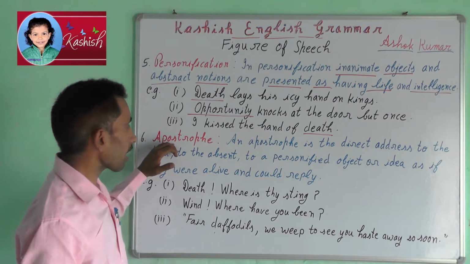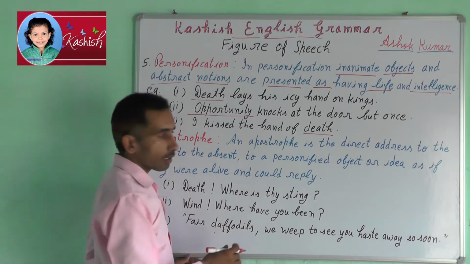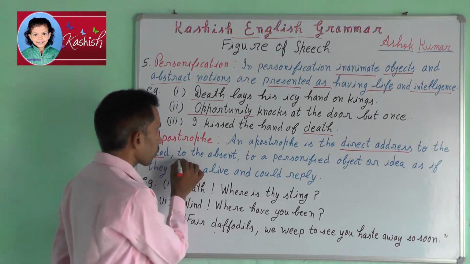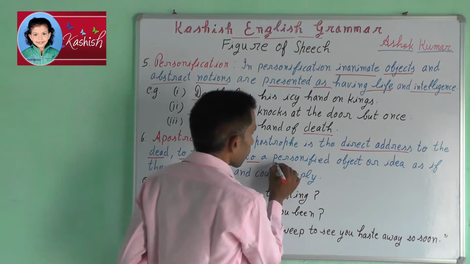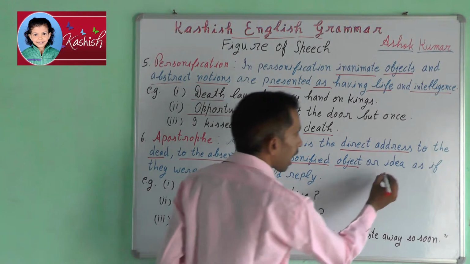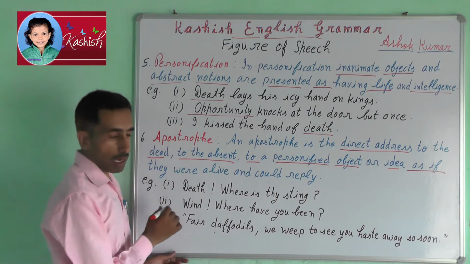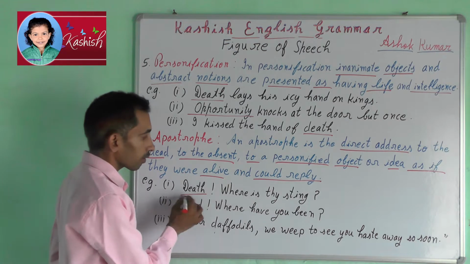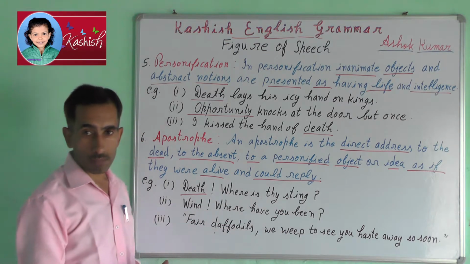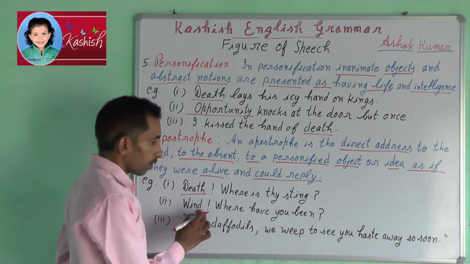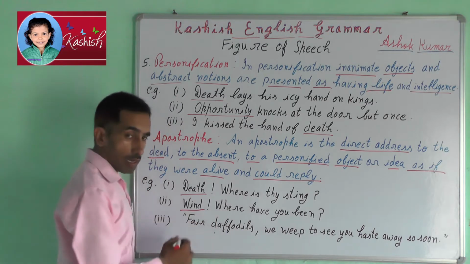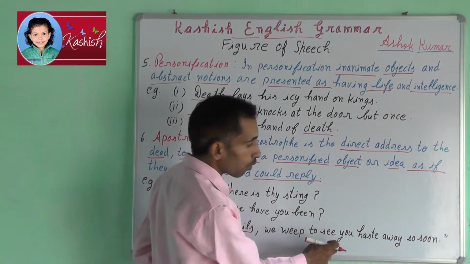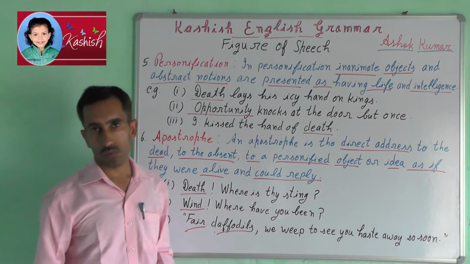Sixth, apostrophe. An apostrophe is the direct address to the dead, to the absent, to a personified object or idea, as if they were alive and could reply. For example, death, where is thy sting? Next, wind, where have you been? Next, fair daffodils, we weep to see you haste away so soon.